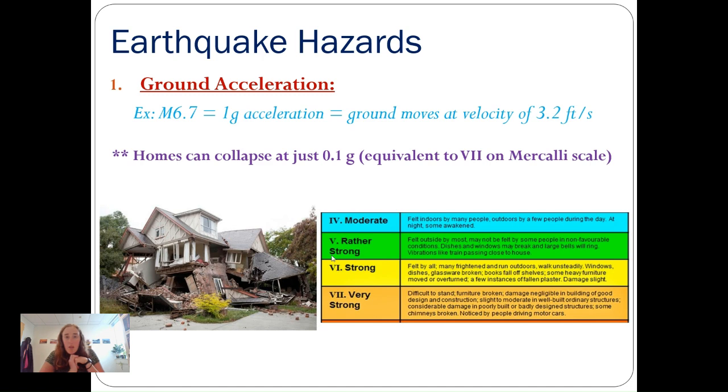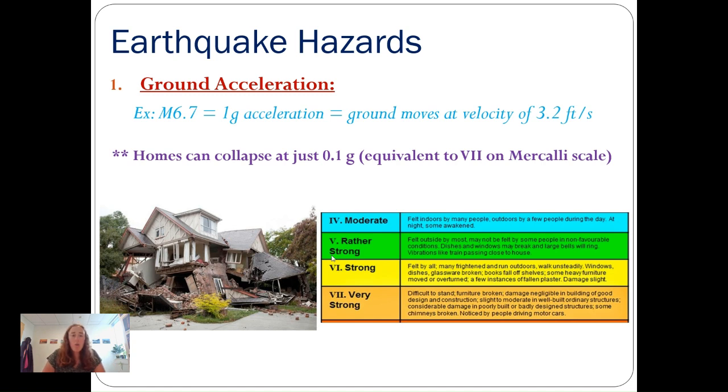It is what is responsible for toppling over buildings and homes. So, for example, just for some numbers, if you like the math of this, a magnitude 6.7 earthquake is about equivalent to 1 G of acceleration. So what that means is that the ground underneath your feet is moving about 3.2 feet per second. So if you think about that, your house could be in its location, an earthquake could happen, and then within 1 second, now your house has moved 3 feet in one direction, or your house has been uplifted by 3 feet in one single second.